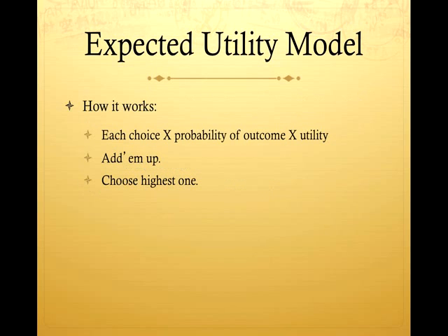Okay. So here's how it works. I'm going to take each choice. I'm going to take the probability of their outcomes, that's the beliefs, with the consequences and the value, that's utility. I'm going to multiply, add them up, and pick the highest one. So I'm going to show you in picture form.